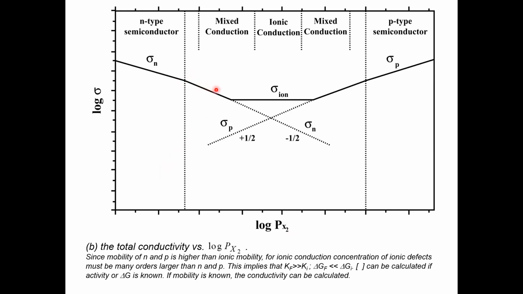Then it can go through mixed ionic and electronic conduction, and then to ionic conductivity, where the conductivity does not depend on PO2. And then moving on, when you move to the high pressure side, you go through mixed ionic and electronic conduction, eventually to P-type conduction. So you can see this PO2 range will define the range of operation of your ionic conducting material.